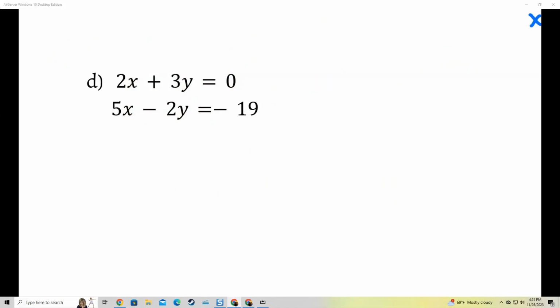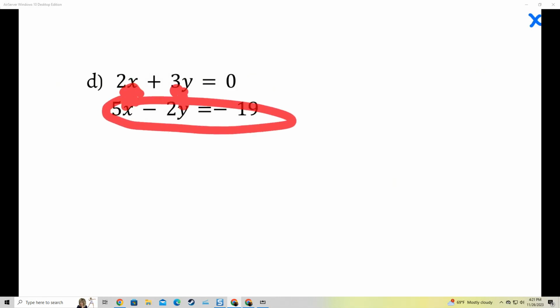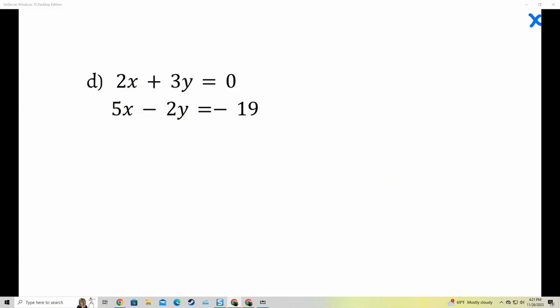I'm going to check to see if there's something that I can easily multiply the top by to kind of cancel with the bottom, and I don't see anything. And what about the other way? Can I multiply something on the bottom by so that way it cancels with the top? I don't see anything either.